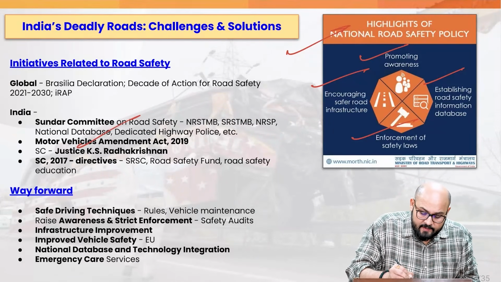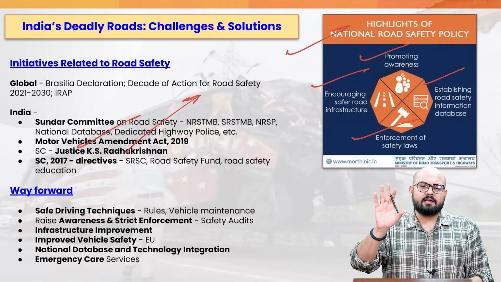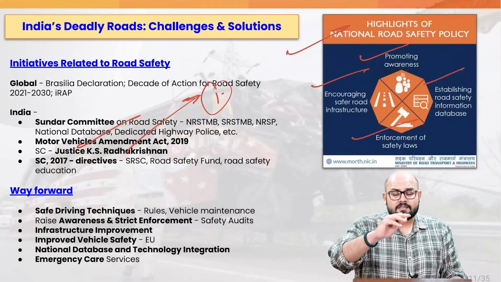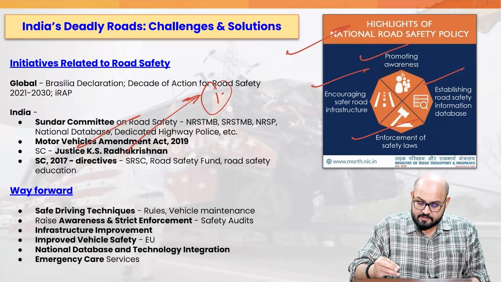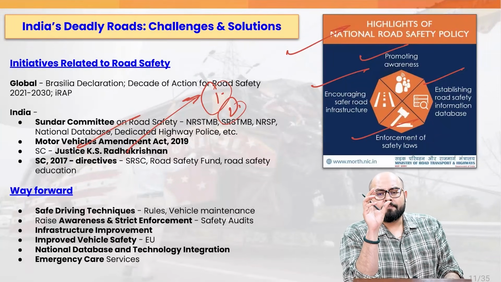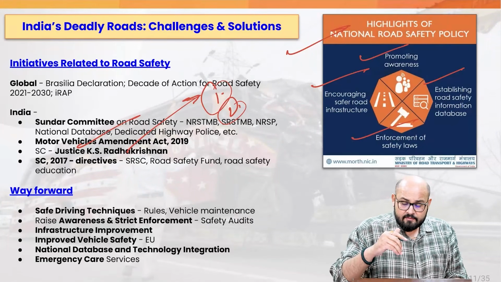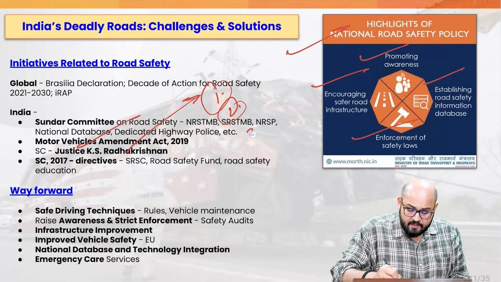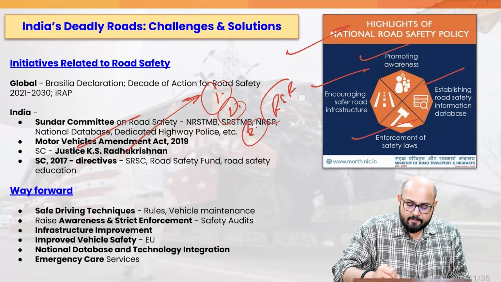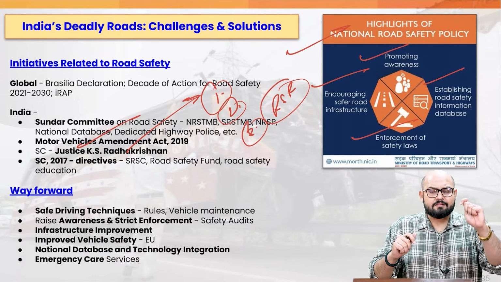Then we had the Motor Vehicles Amendment Act. It has primarily three aspects. The very first is increasing the penalties for traffic violations. Second is coming up with the National Road Safety Management Board and the various policies. Third is constituting the Road Safety Fund, so that we can utilize this fund for enhancing the safety aspects on the road.